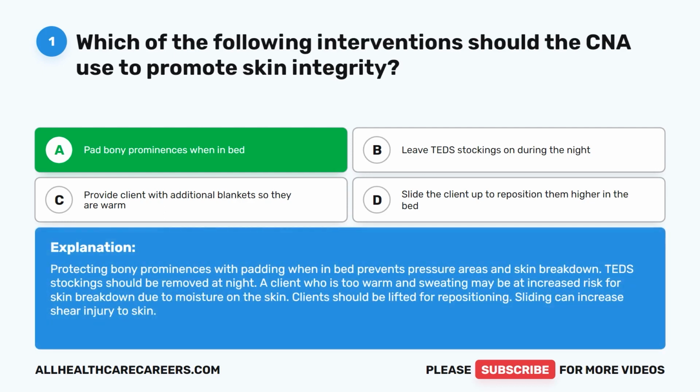Protecting bony prominences with padding when in bed prevents pressure areas and skin breakdown. TEDS stockings should be removed at night. A client who is too warm and sweating may be at increased risk for skin breakdown due to moisture on the skin. Clients should be lifted for repositioning. Sliding can increase shear injury to skin.